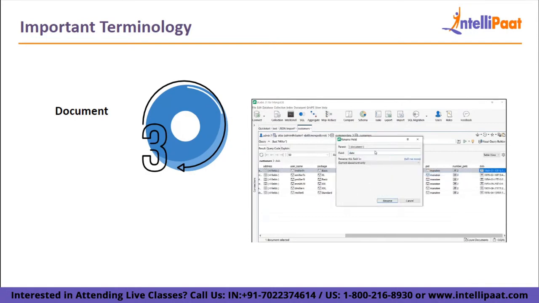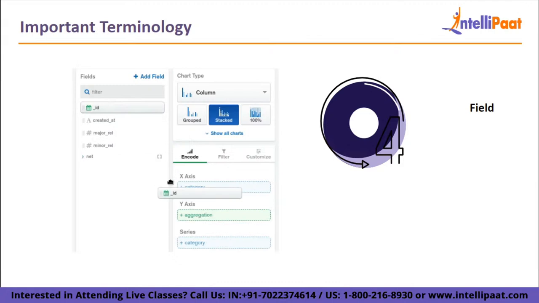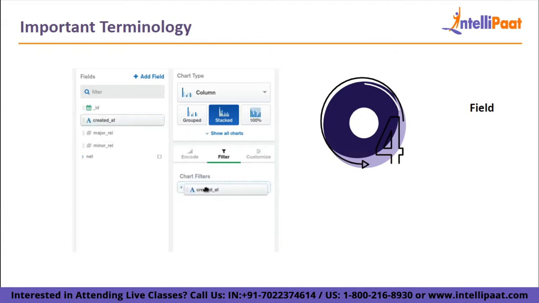A document in MongoDB is really just a JSON object. Lastly, we have field. Fields make up the final term you need to comprehend. A field in a document is nothing more than a key value pair. This is basically equivalent to an SQL column. Each document has many fields with data like name, address, interest, etc.